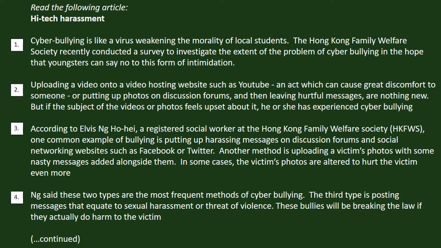According to Elvis Ho Hei, a registered social worker at the Hong Kong Family Welfare Society, one common example of bullying is putting up harassing messages on discussion forums and social networking websites such as Facebook or Twitter. Another method is uploading a victim's photos with some nasty messages added alongside them. In some cases, the victim's photos are altered to hurt the victim even more. Said that these two types are the most frequent methods of cyberbullying. The third type is posting messages that equate to sexual harassment or threat of violence. These bullies will be breaking the law if they could actually do harm to the victim.